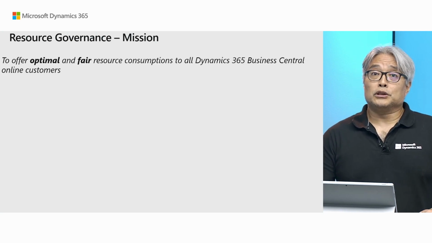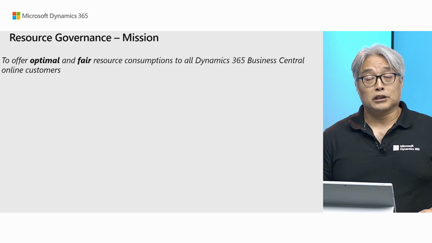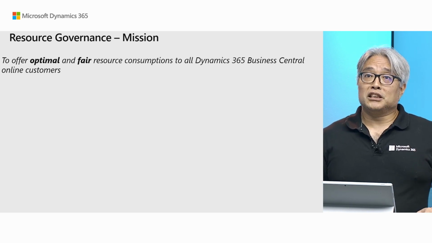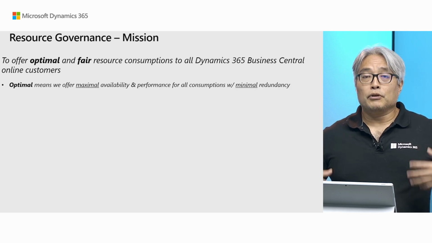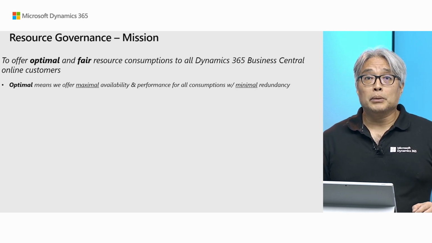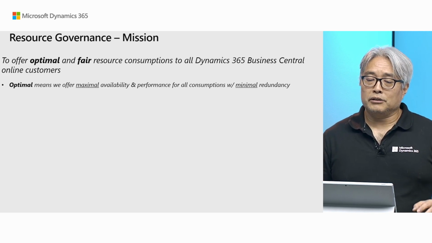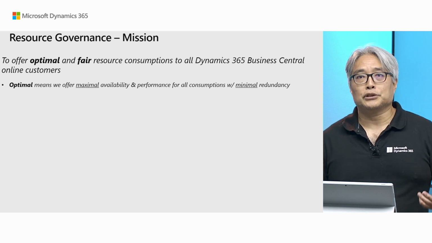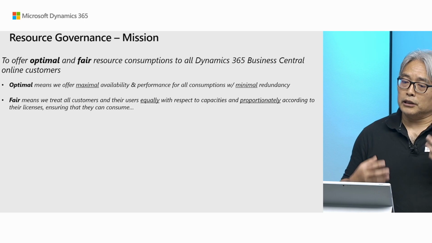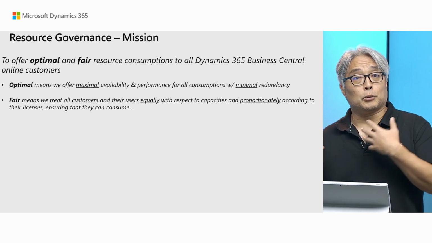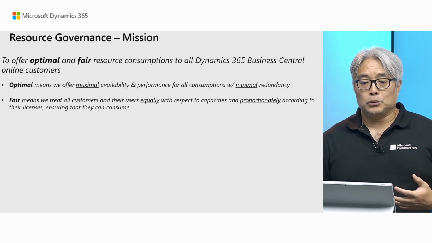So the mission for resource governance in Business Central Online is to offer optimal and fair resource consumption to all Dynamics 365 Business Central Online customers. Optimal means we want to offer maximal availability and performance for all resource consumption with minimal redundancy, minimal idle resources. Fair means we want to treat all customers and their users equally with respect to capacity and at the same time proportionally with respect to the licenses.